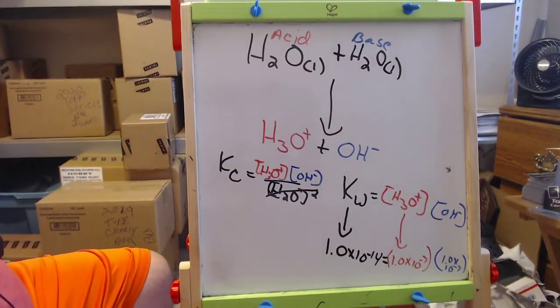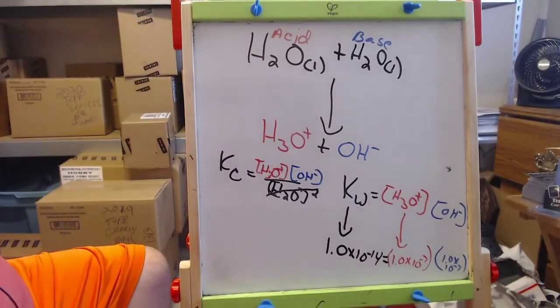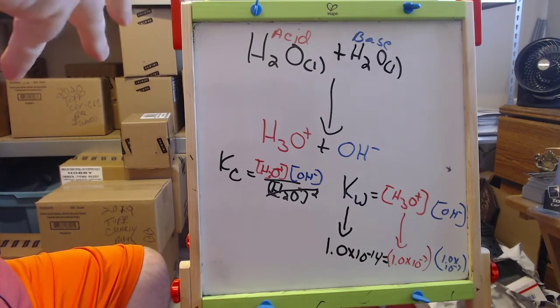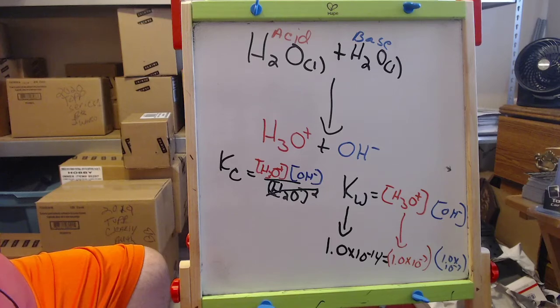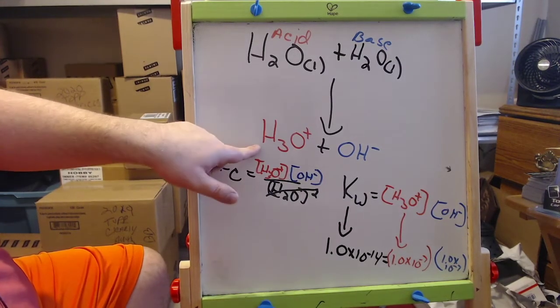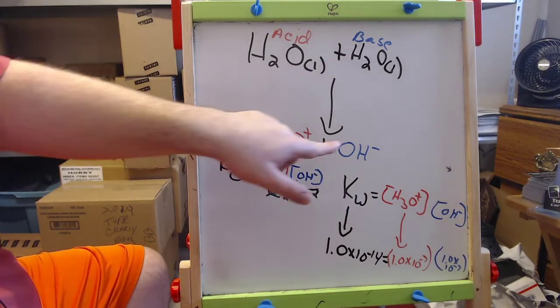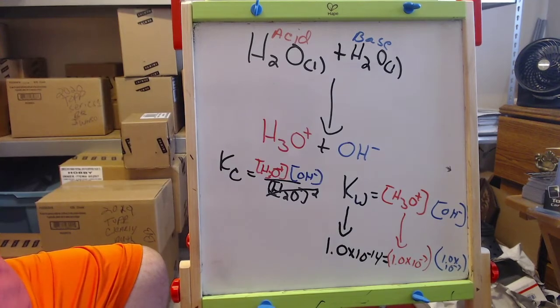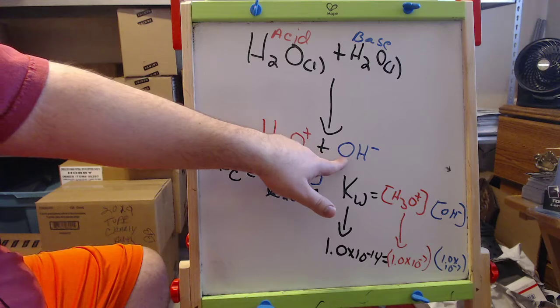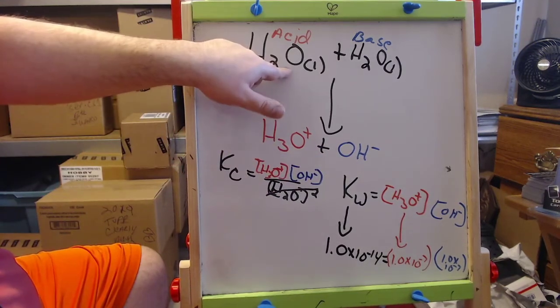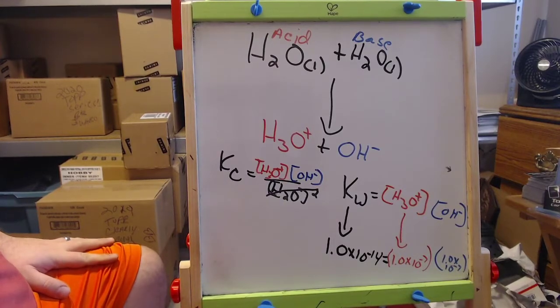So what? Who cares that water does this? Well, it's important because all of our solutions are made in water. Which means that if I make up an acid solution, yes, the majority is going to be H3O plus, but just based on the fact that water self-ionizes, there should be some OH minus in there. If I make up a base, yes, I should have a lot of OH minus, but there's going to be some H3O plus in there because water self-ionizes.